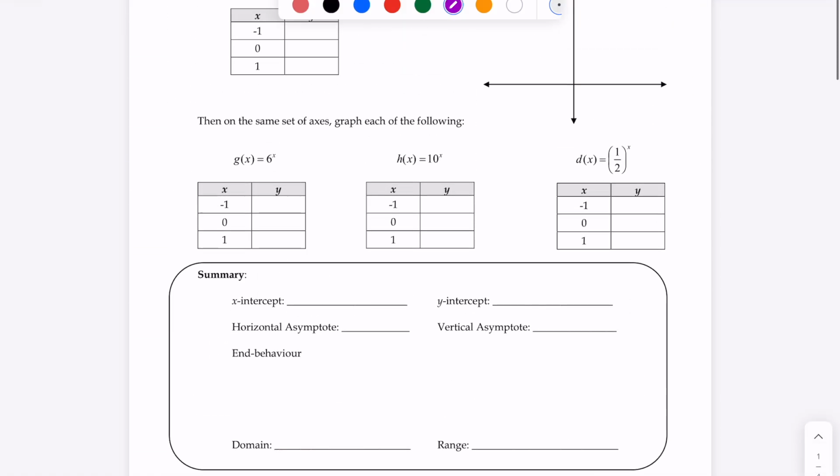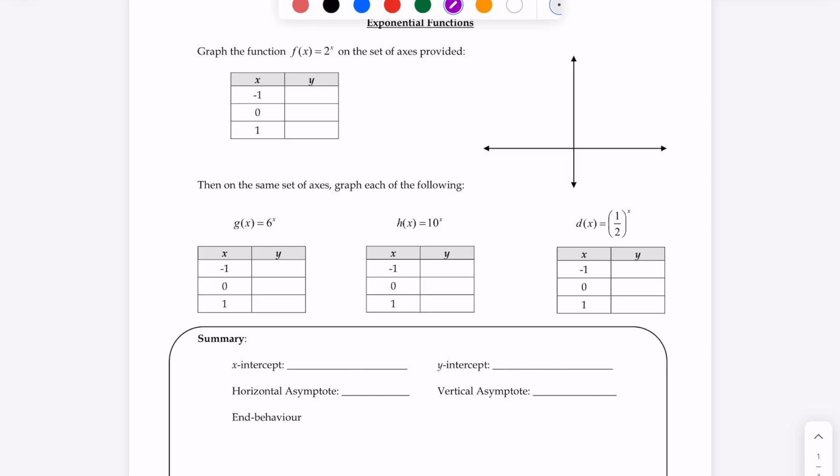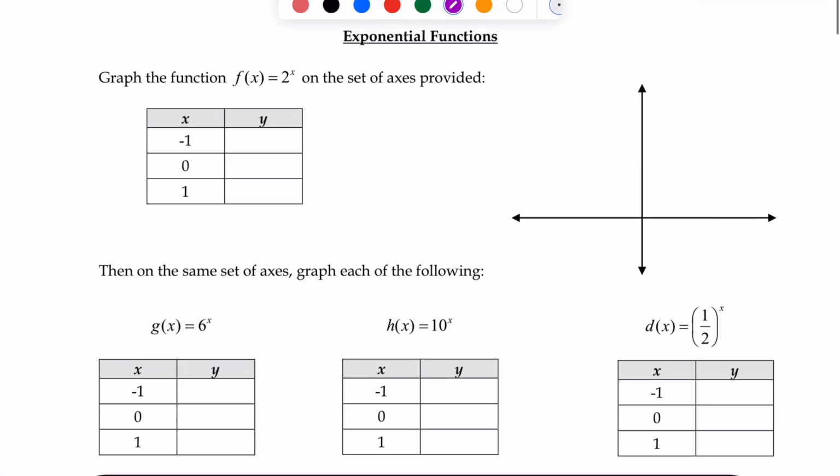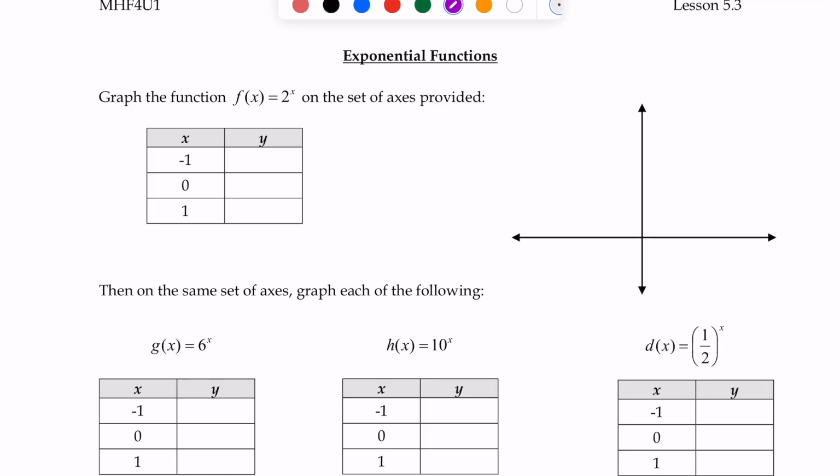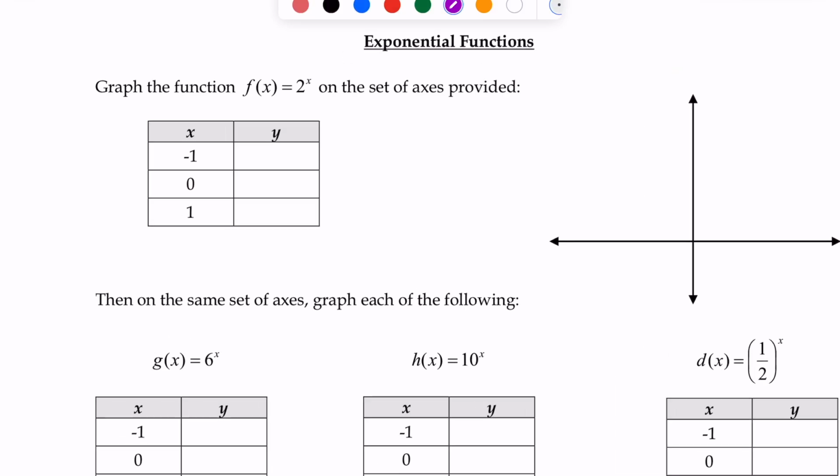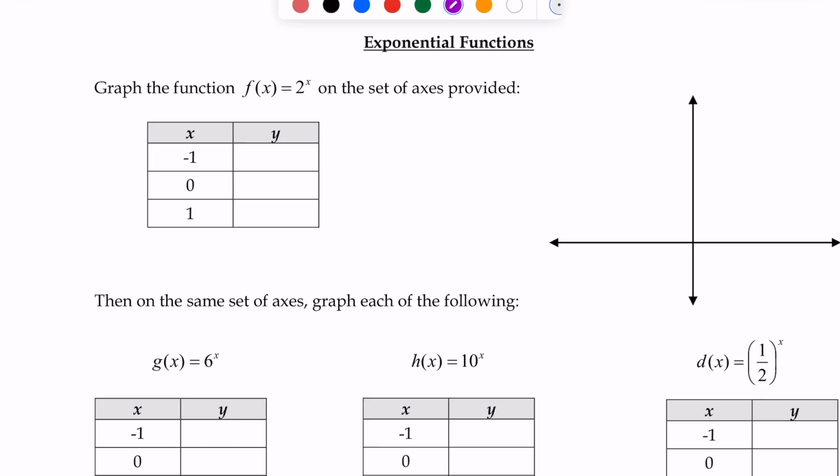To start the lesson, let's go over some definitions and just a recap of what we would have learned in grade 11 about exponential functions. So, graphing the function f of x equals 2^x. If we graph it on the axes on the right hand here, we need to get some x's and y's. So let's plug in the x's provided to us into our function.